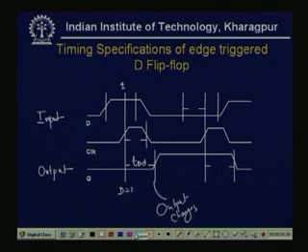Again, if we write, this is the T setup time, this is the T hold time, this is the propagation time, and this is my TW, the clock time.